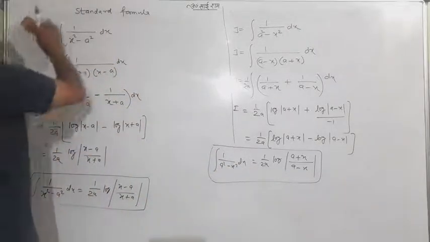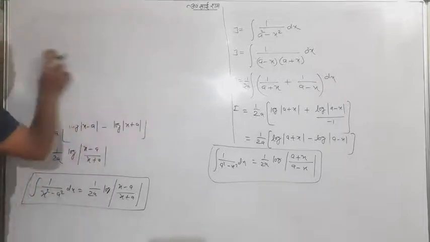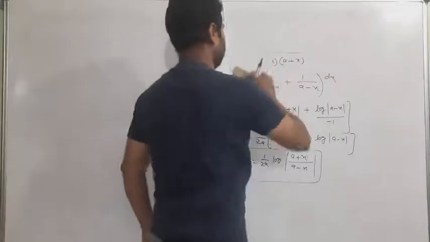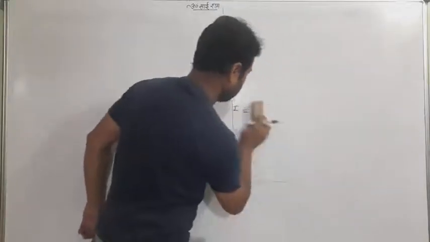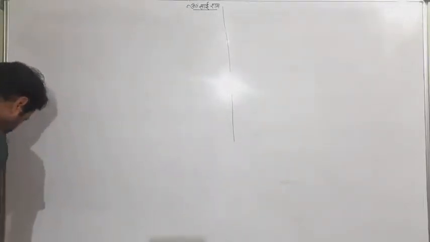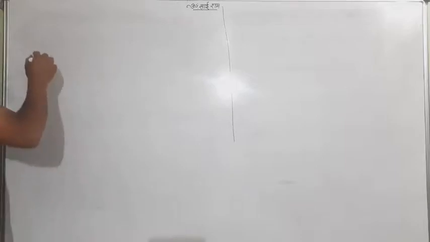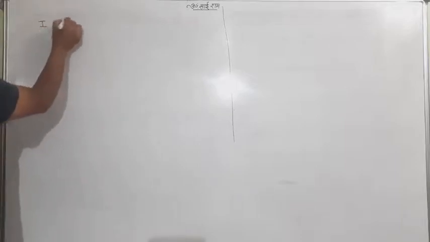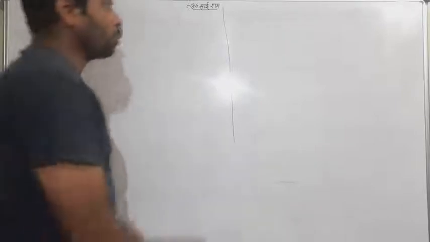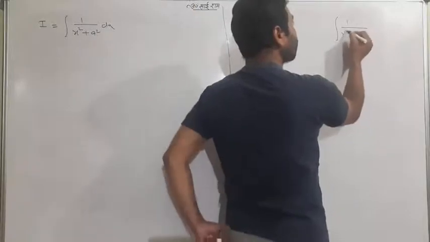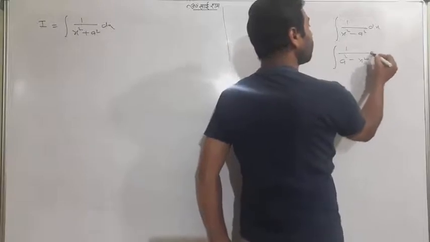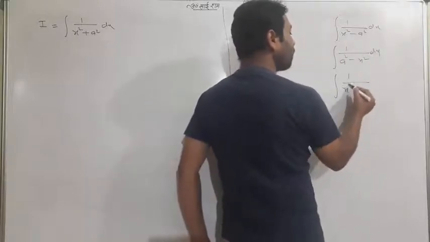Okay, now let me wrap this up and move on to the next one. The next formula is 1 upon x square plus a square. What have I taught you? Can you see? 1 upon x square minus a square, this I taught. 1 upon a square minus x square, this I have taught. Now I'm telling you x square plus a square.